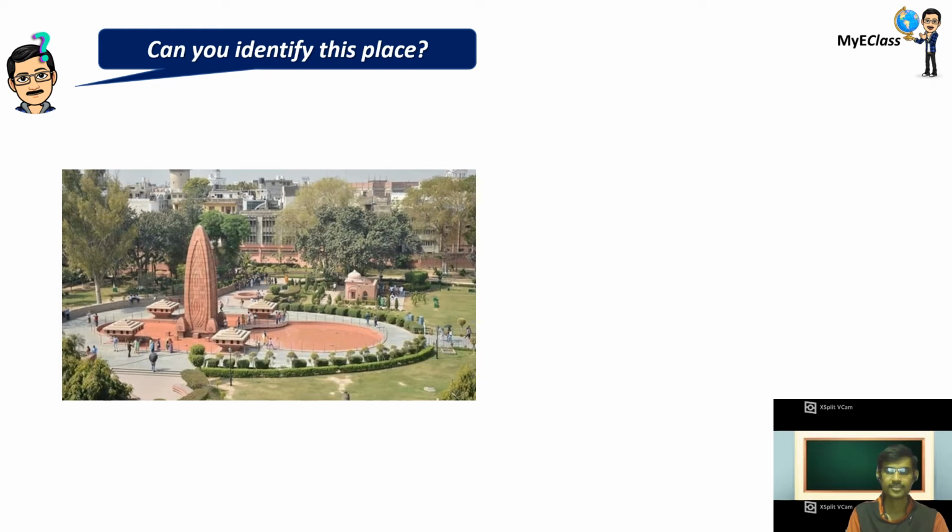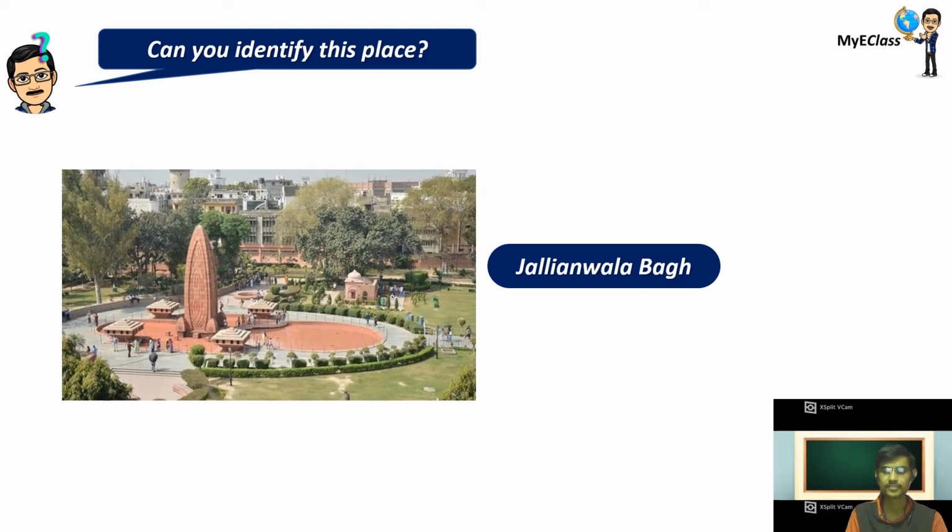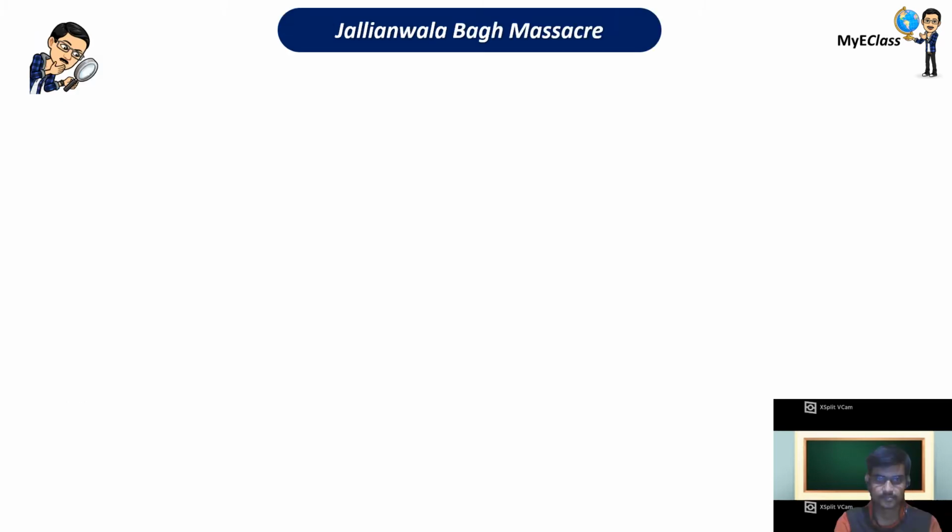Well, I hope you have identified the place. It's Jallianwala Bagh Park at Amritsar in Punjab, and the concept that we are going to discuss in this session is about the Jallianwala Bagh massacre using the WH method. And now let us learn about the Jallianwala Bagh massacre through the WH method.